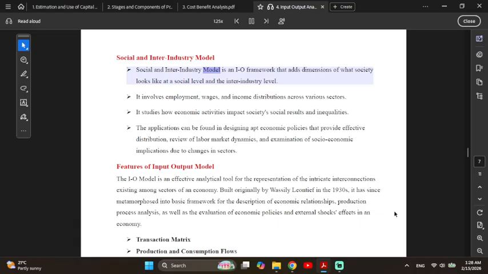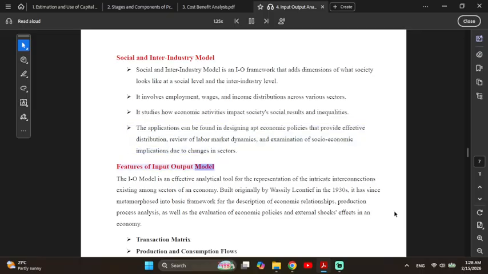Social and inter-industry model is an IO framework that adds dimensions of what society looks like at a social level and the inter-industry level. It involves employment, wages, and income distributions across various sectors. It studies how economic activities impact society's social results and inequalities. The applications can be found in designing apt economic policies that provide effective distribution, review of labor market dynamics, and examination of socio-economic implications due to changes in sectors.